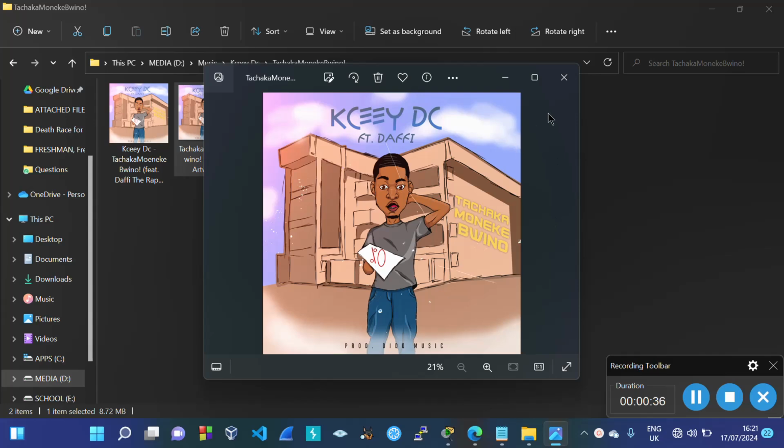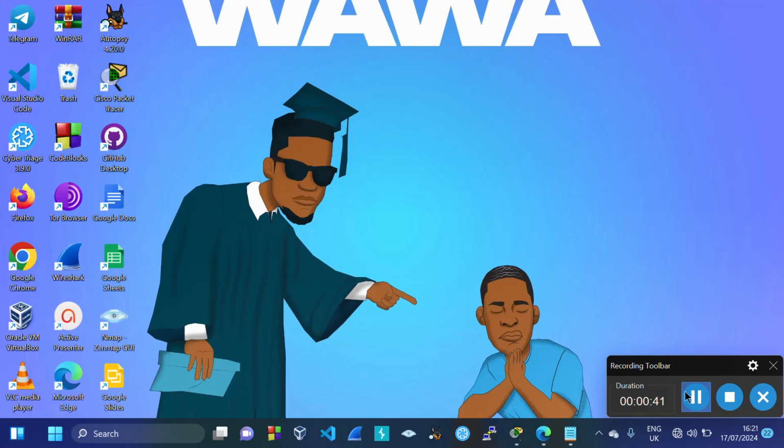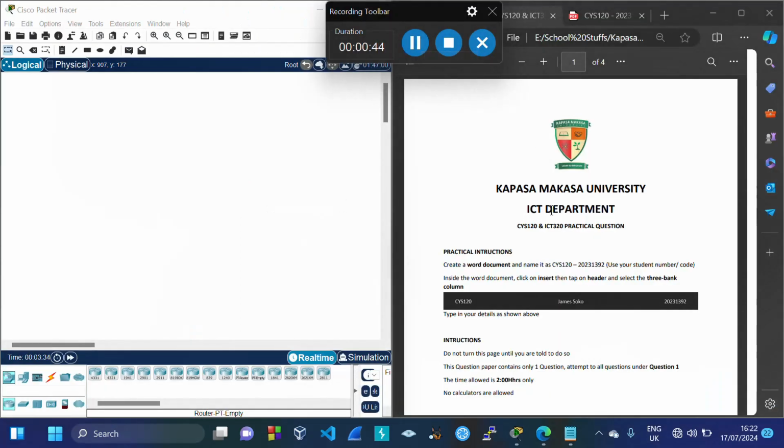So with that said, we can now check out our question. This is under the ICT department. It caters for cyber security first years in network security, which is YS 120, and data communication for third year ICT students, which is ICT 320. The practical instructions say create a Word document and name it with your course code, then student number, and then insert the Word document.